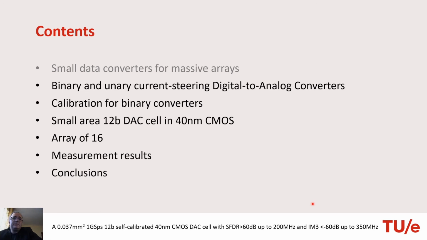So this brings me to the contents of my presentation today. I'll continue with binary and unary current steering digital to analog converters and explore the trade-off. Then I'll introduce the calibration for binary converters, present our proof of concept, a small area 12-bit DA converter cell in 40 nanometer CMOS, and its massive integration into an array of 16. I'll show some measurement results, and at the end I'll draw conclusions.